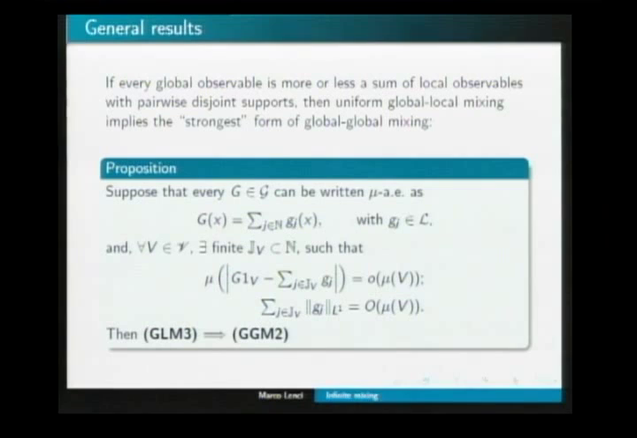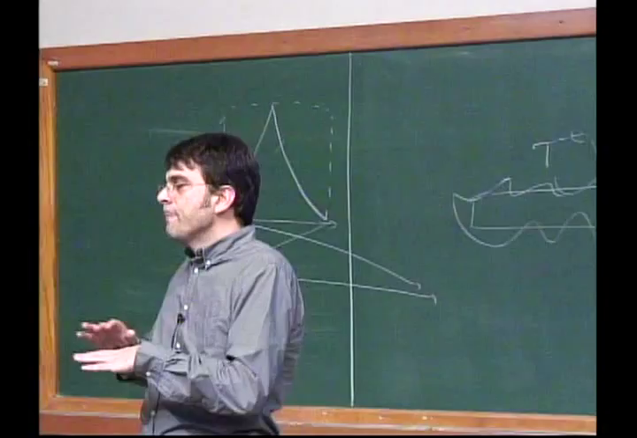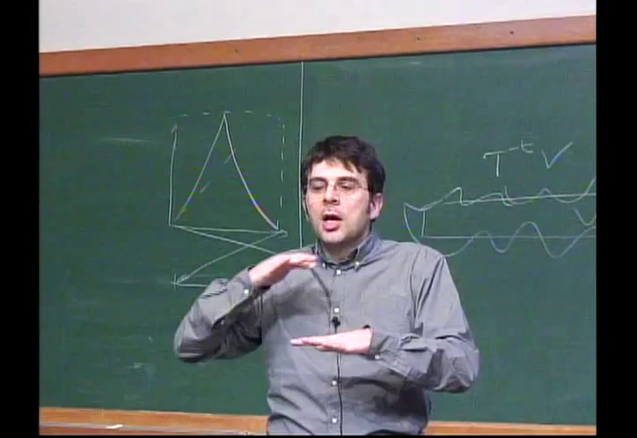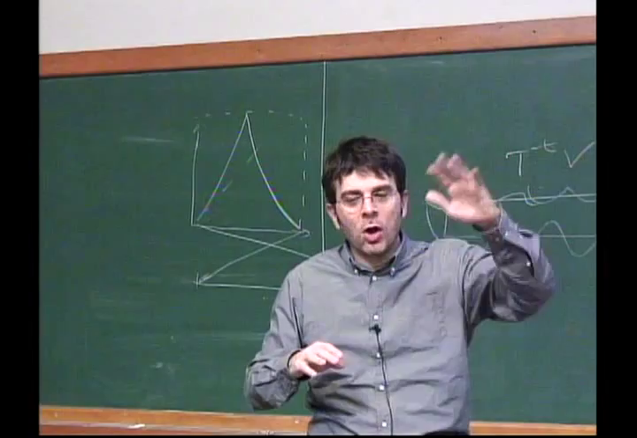This proposition seems complicated, but really tells you something that is actually very simple. If you have some global local mixing property, and you want to prove global mixing, well, if you have strong global local mixing property, meaning if you have convergence that is uniform in the global observable, then you can think of two global observables in this way.